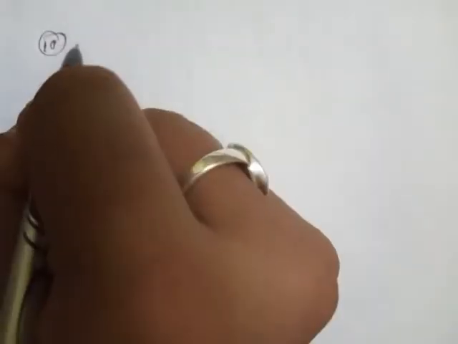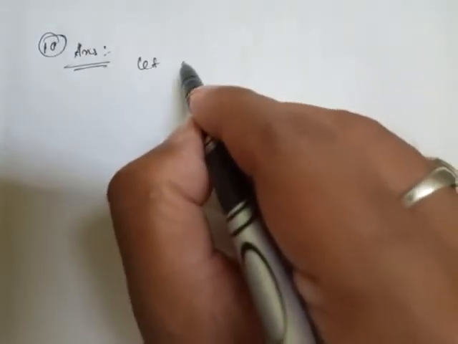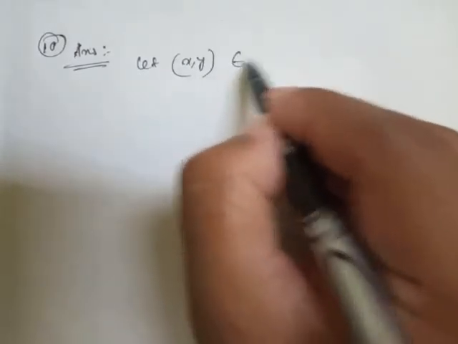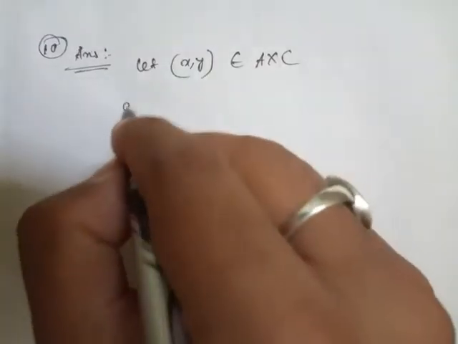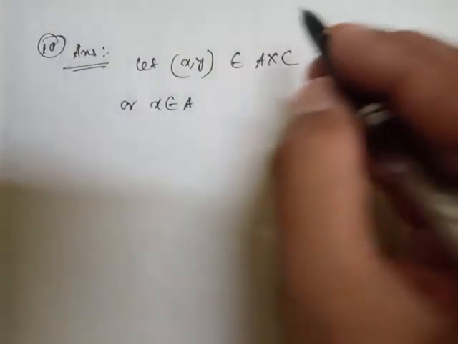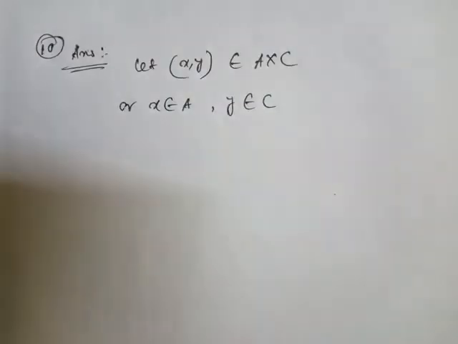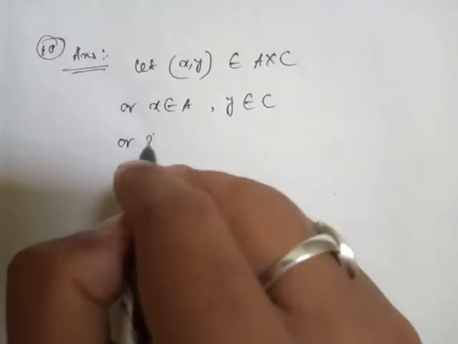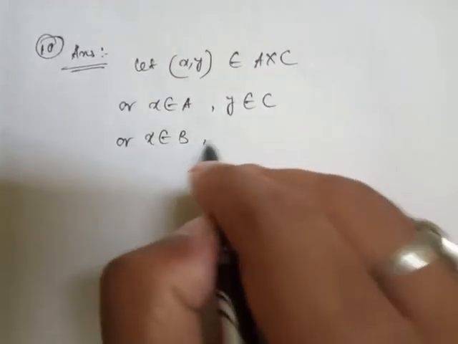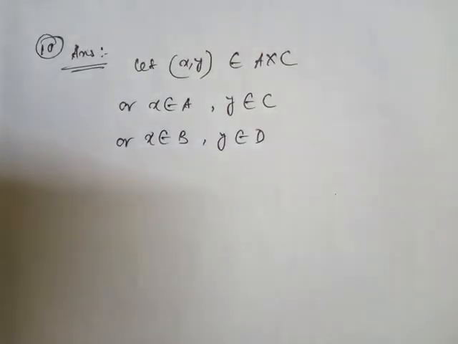Okay, now the next question is question number 10, the answer. Look, after that, let (x, y) belong to A × C. First, we can say that x belongs to A and y belongs to C. Now look, students, if it is so, we can say that x belongs to B and y belongs to D. Why have I written this?